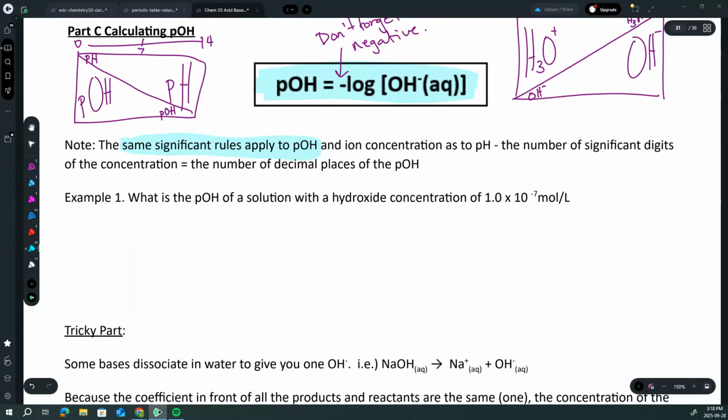Alright, so example 1. What is the pOH of a solution with a hydroxide concentration of 1 times 10 to the negative 7 moles per liter? Remember, hydroxide ion concentration directly correlates to pOH, so we don't need to do any additional calculations before we figure out what pOH is using this formula.